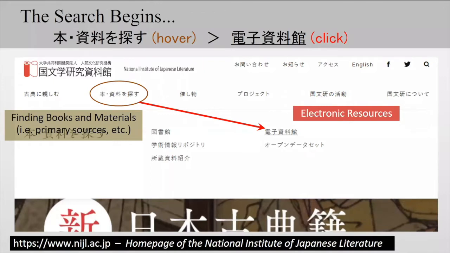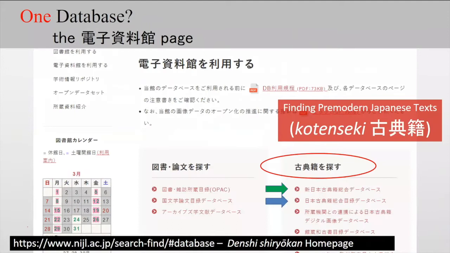To begin then, at the top of NIJL's homepage, there is also a less detailed English version. Hovering over the tab for Hon Shiryo o Sagasu will bring up a submenu containing a link to the Denshi Shiryokan. After clicking through, we see to the right a section labeled Kotenseki o Sagasu, Finding Premodern Japanese Texts.